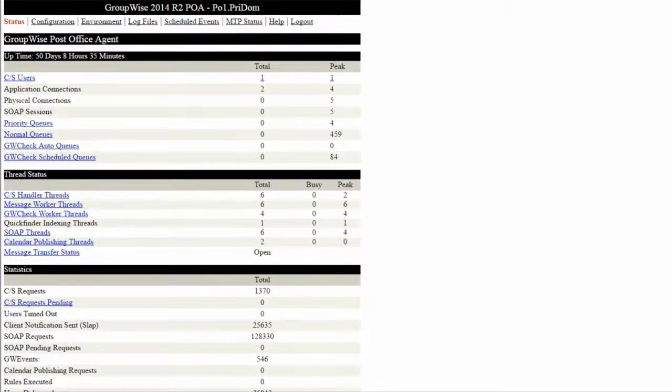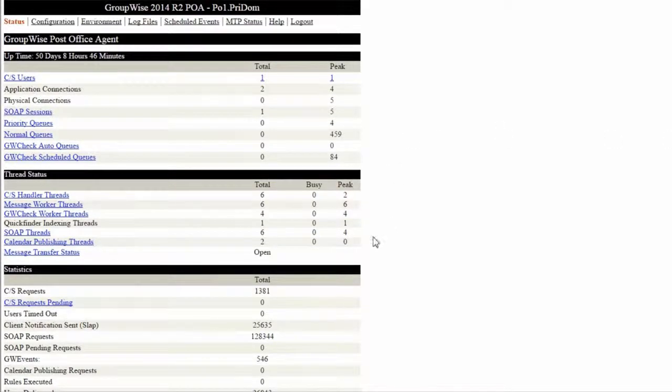Then I skip down to the client-server handler threads. I note all three values here. The first tells me the total number of threads, the second tells me how many are currently busy, and the third lets me know if there has recently been a spike. If your system has only 6 threads like this one, then I'd strongly recommend an increase. See the video on quick tweaks for POA performance.